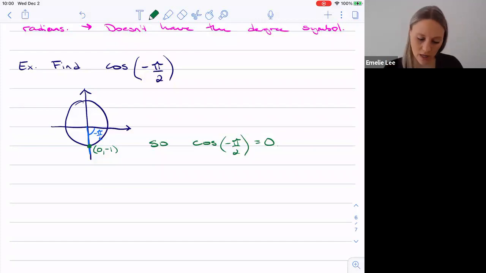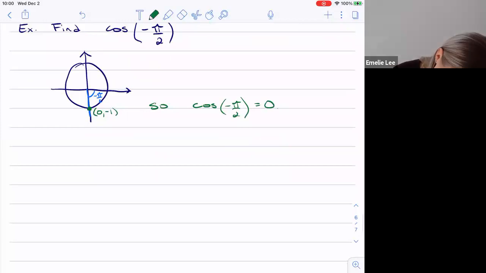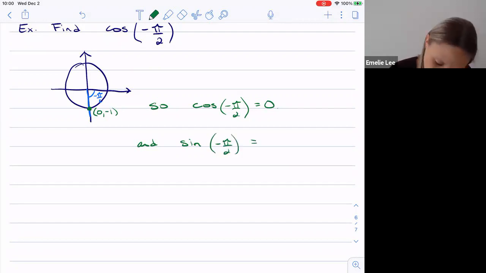And just to make things easier, what's the sine of negative pi over 2, just so we have it under control? The sine of negative pi over 2, well, we already have it, it's negative 1. It's the y value.